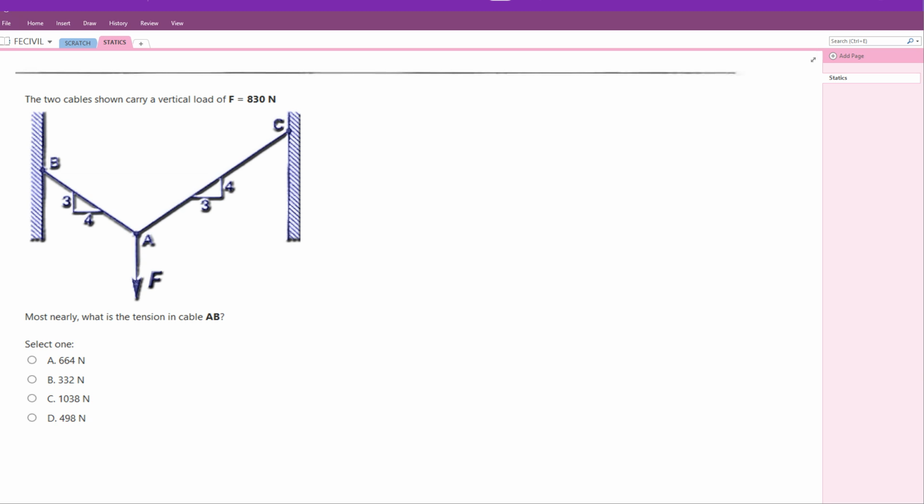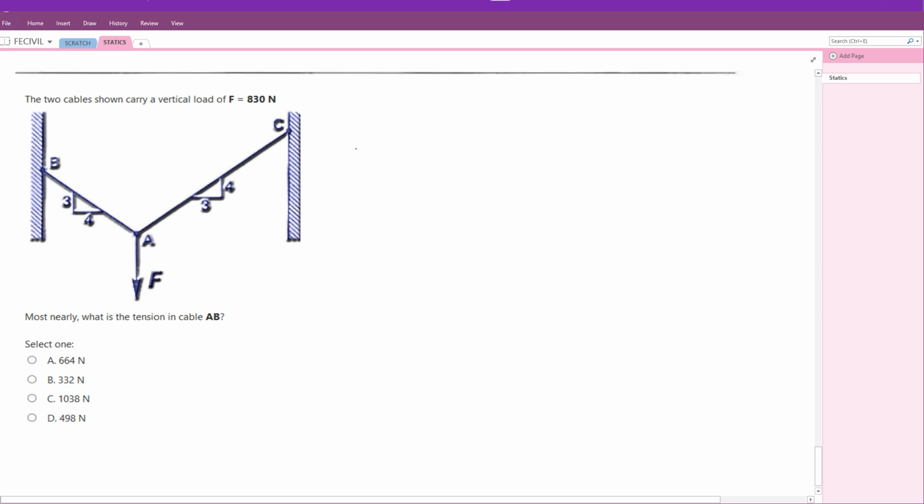Today I'm going to be solving tension in a cable. The problem says the two cables shown carry a vertical load of F equal to 830 newtons. F being this force, think of it like a traffic light or something hanging. I want to know what kind of cable we need for the traffic light or something you want to hang, like a sign. Okay, so let's get to it.